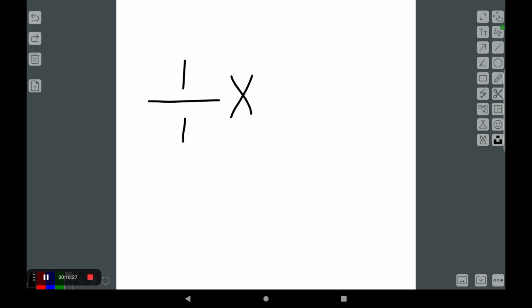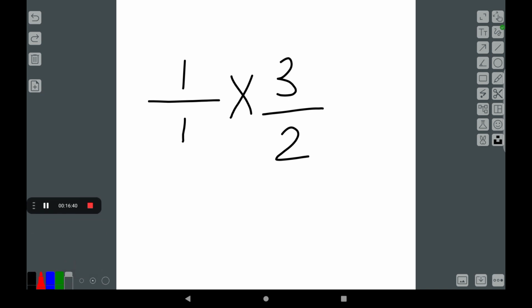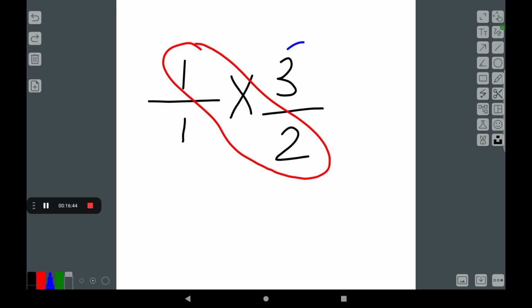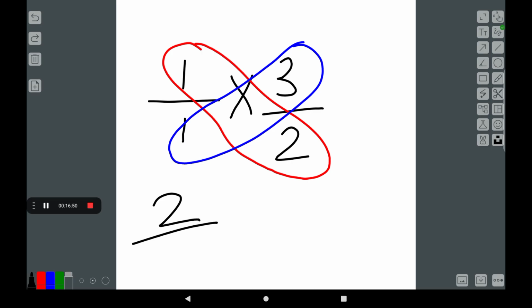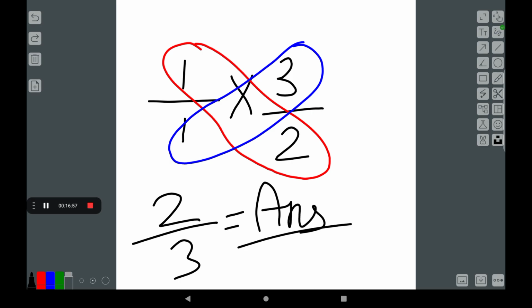1/1 into 3/2. Now we'll multiply by the cross multiplication method. The butterfly method also you can call it. This answer is 2/3. It can't be simplified, so the answer is final. This is the answer.